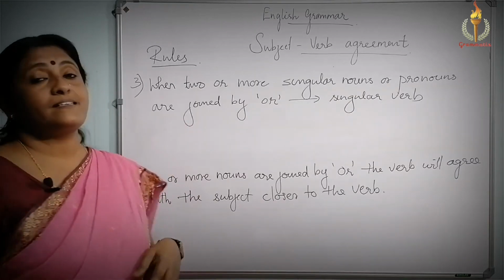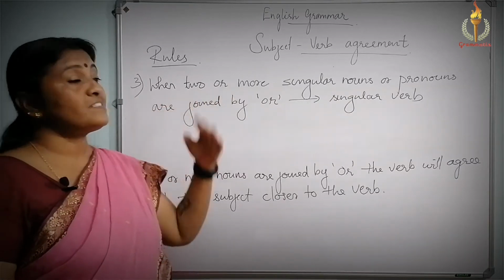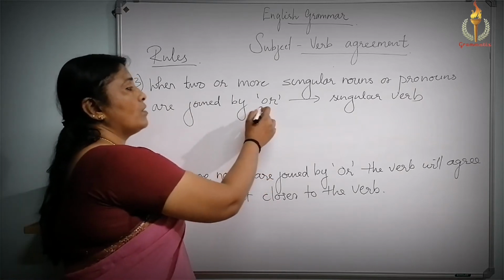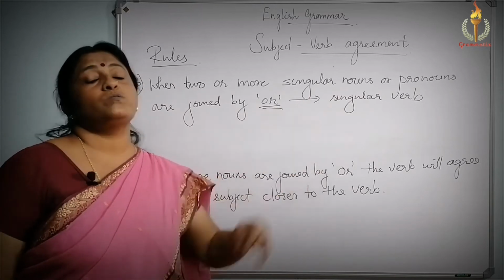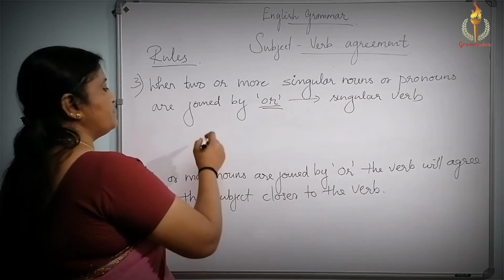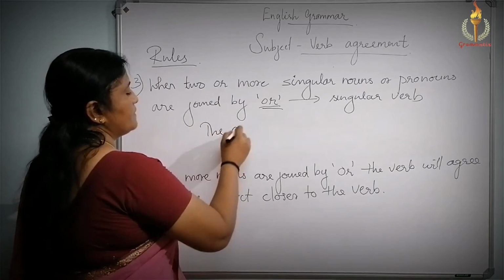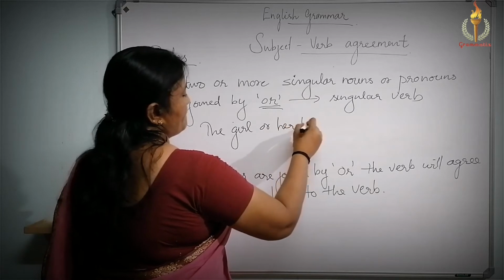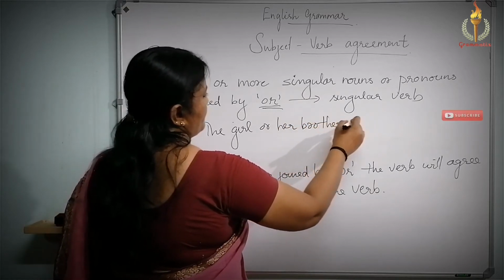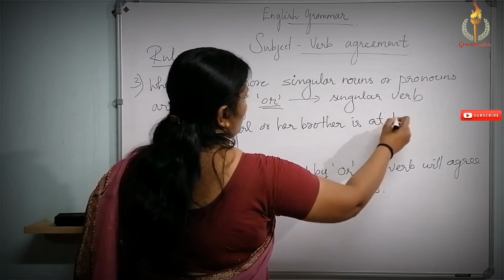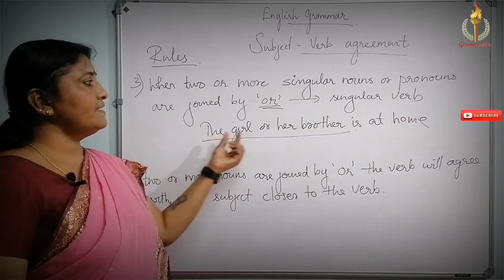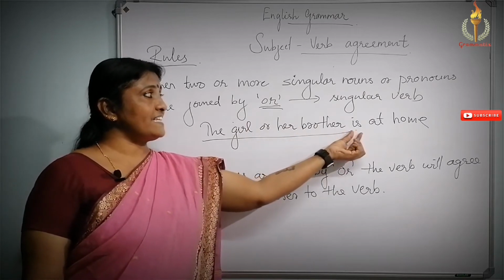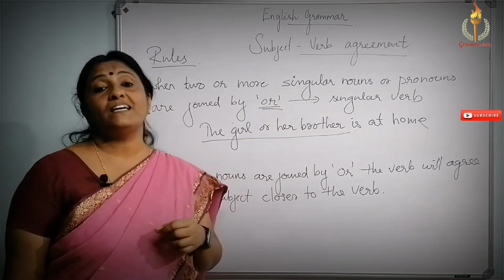The third point says that in a sentence when two or more singular nouns or pronouns are joined by the word or, we have to use a singular verb. For example, the girl or her brother is at home. Here you have two nouns. So we will be using a singular verb because they are singular nouns.